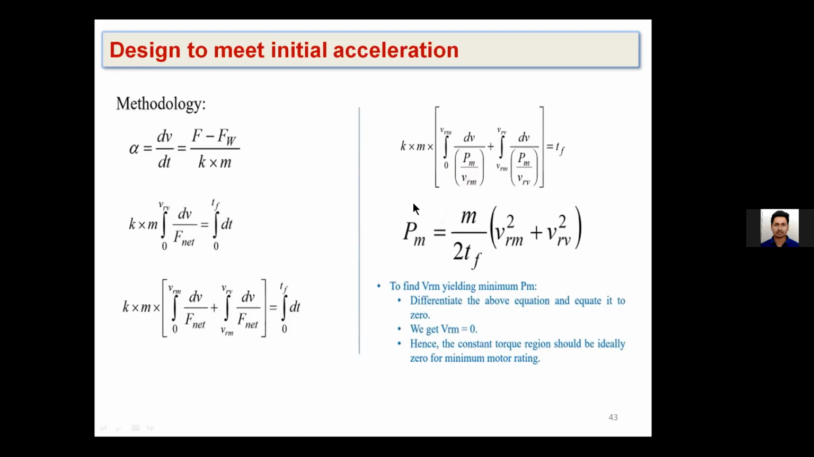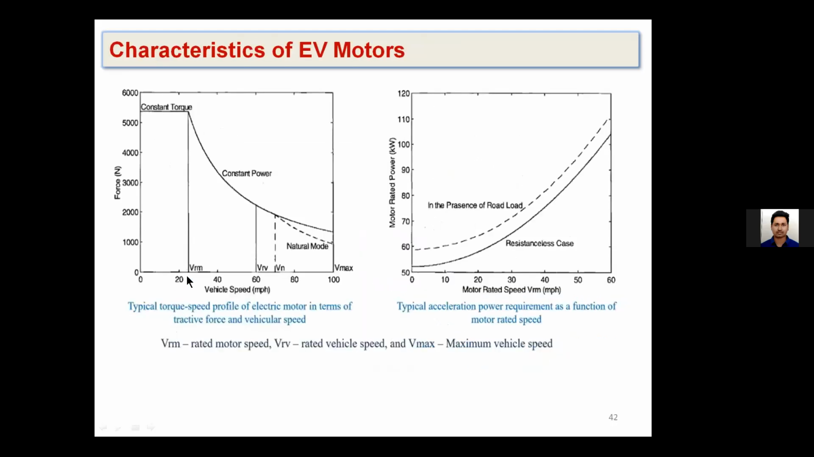So in order to do that, we have studied in mathematics, we can differentiate this in order to obtain the minimum value. So if you differentiate the above equation with respect to VRM and equate it to 0, then we'll be getting the corresponding value. So from this, what we understood is for the constant torque, we get VRM equals 0. So in this, you see VRM is here, no? So if VRM is 0 means what? Constant torque region should be 0.